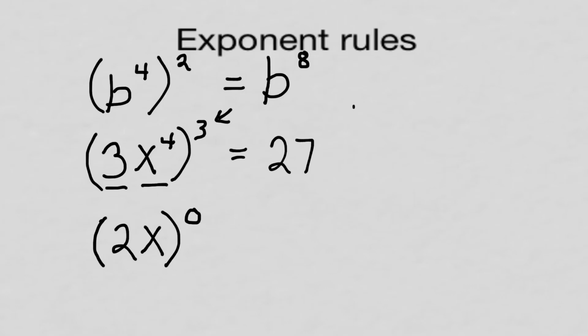So that's my number. All right, I've got x to the 4th on the inside, and the power of 3 on the outside of the parentheses. So I know I'm going to multiply. This is going to be x to the 12th.